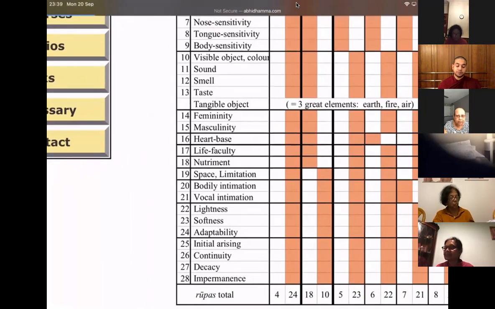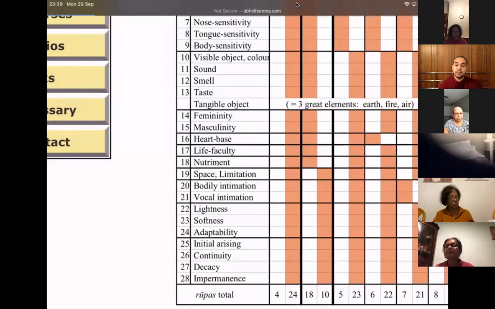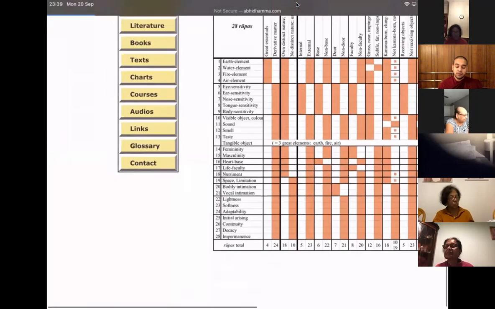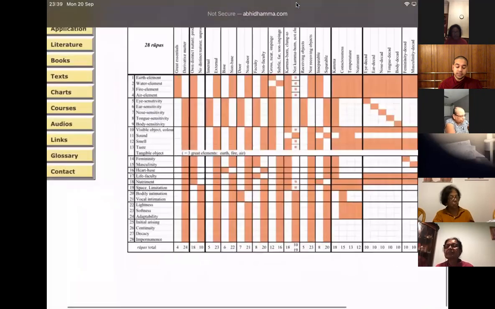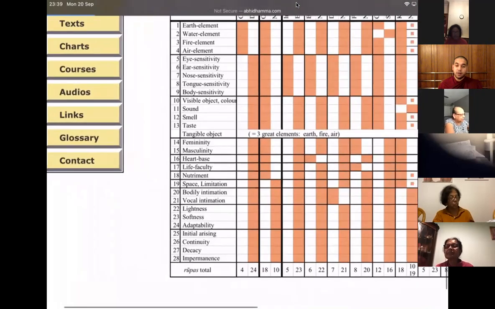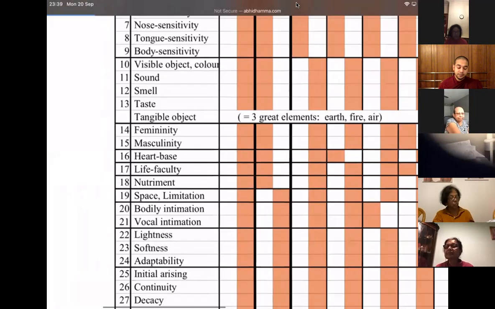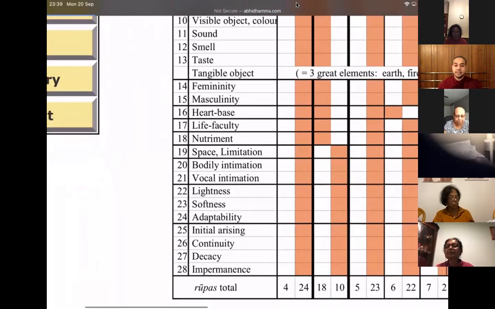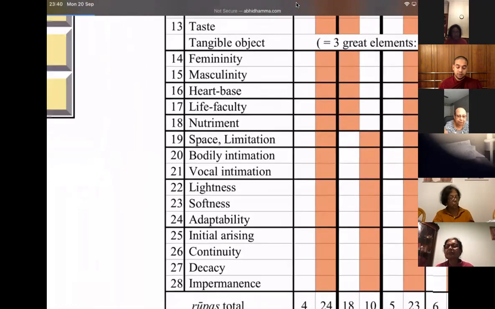But what Bhante is showing is there in the computer. It's the same thing, but it says earth element instead of just earth. Last class, I pointed out abhidhamma.com, if you want to go through this chart on the website. Okay, I'll look at the website, Bhante, because it's slightly different.